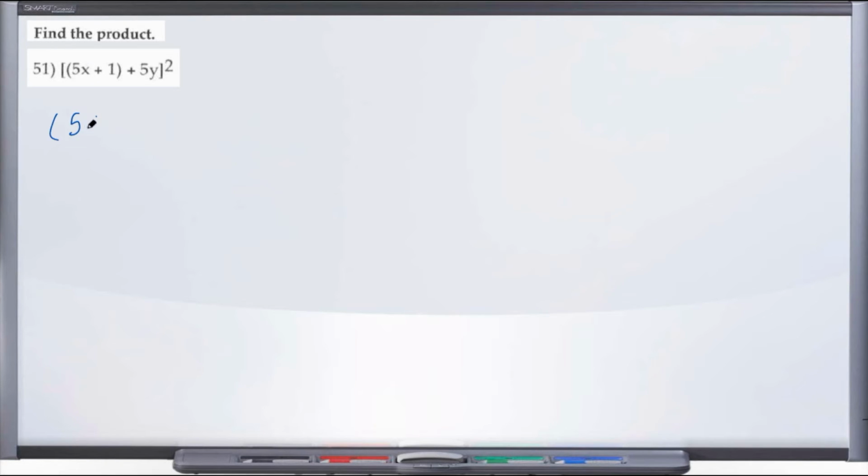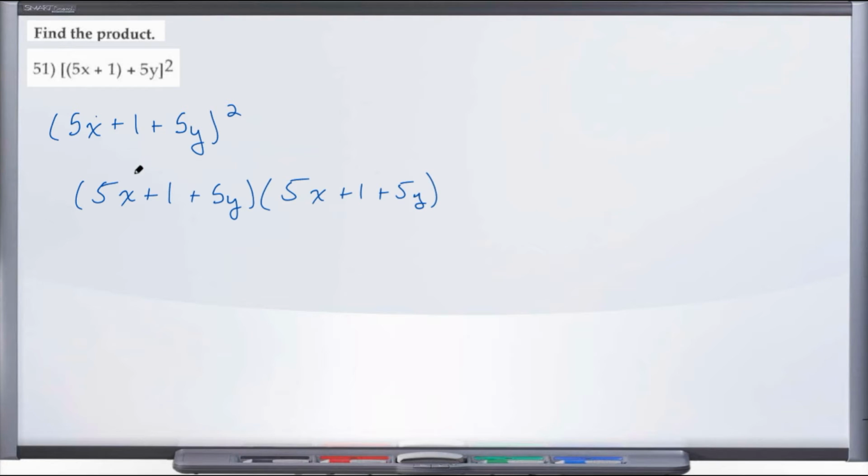So we're going to have 5x plus 1 plus 5y squared. And again, what does it mean when we are squaring something? It means write it out twice and FOIL. So we have 5x plus 1 plus 5y. Write it out again, 5x plus 1 plus 5y. And now we're going to multiply. So this is definitely a super FOIL. And then we're going to have our 5y go back again. So it's a lot of arrows going on.